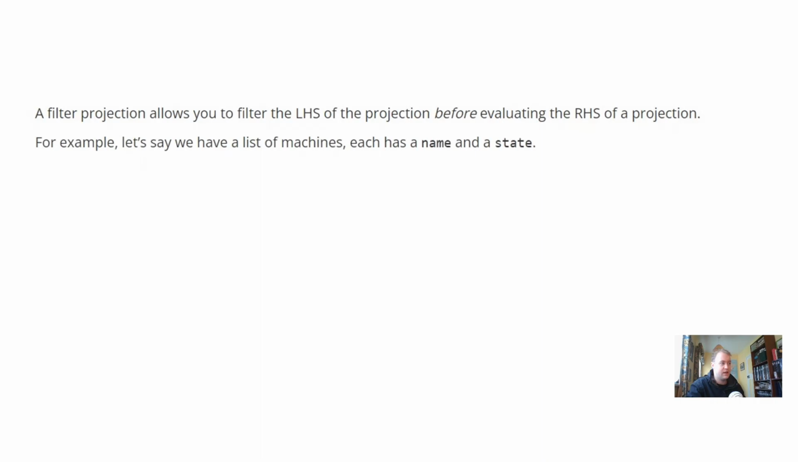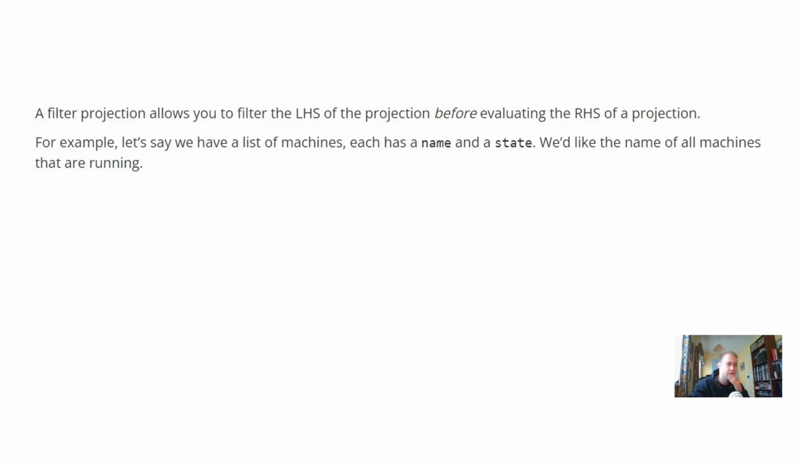For example, let's say we have a list of machines. Each has a name and a state. Okay, so a bunch of properties. Instead of people, we've got machines here. We'd like the name of all machines that are running. So straight away, let's think, would a normal projection, the ones we've already looked at, be able to deal with that? Presumably each machine is a hodgepodge of properties, so it's a collection. All the properties are enclosed within curly brackets, and it's key, colon, value, comma, key, colon, value, where one of the keys is name and one of the keys is state.